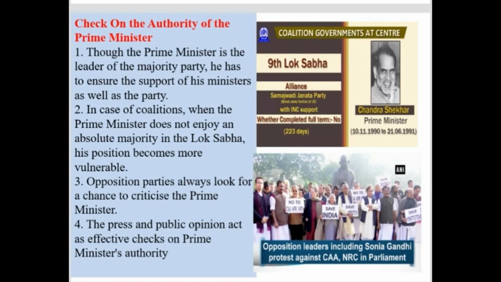And the public, most of all the public who are watching the actions and functions of the prime minister, will definitely have an opinion on him, and they will be waiting for the chance if the prime minister does not work for their purpose. So in general elections, the public will take this as an opportunity, and they may change their wishes. So all these people will act as a check on the authority of the prime minister.